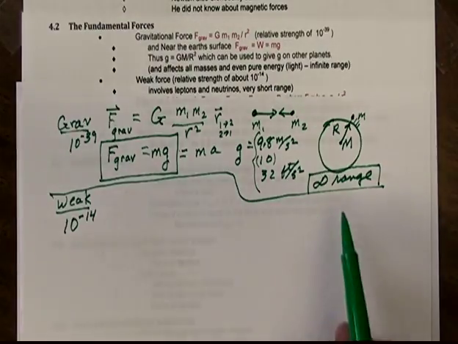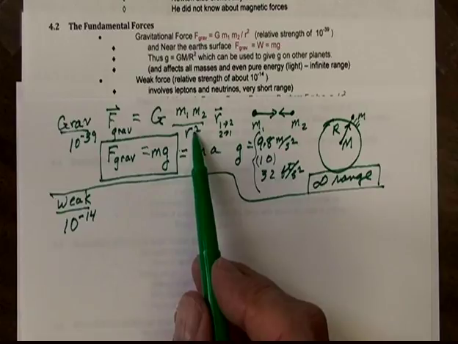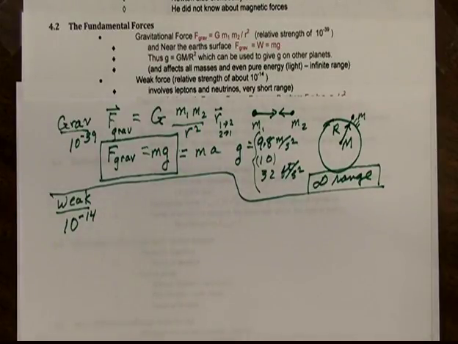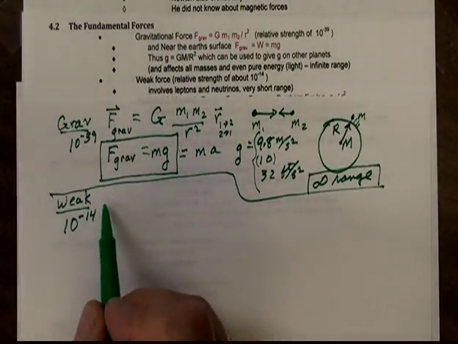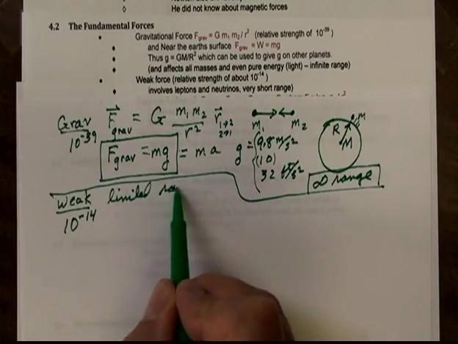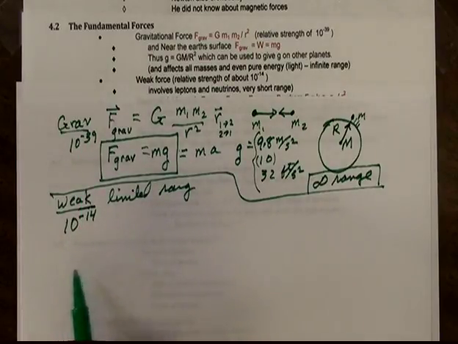There's no end to this, because if you look at this expression, 1 over r squared never vanishes. Although r gets very, very large, the force gets very small, still the force has an infinite range. This has a very limited range. And it's still relatively weak, except for the gravitational force by comparison.